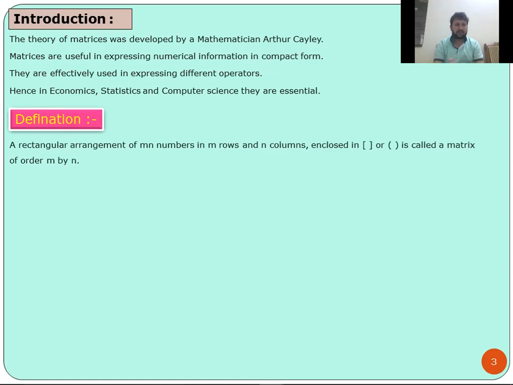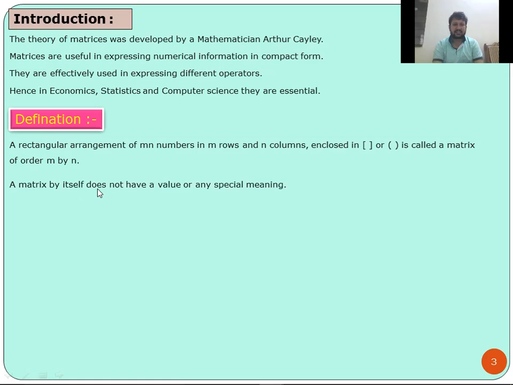Definition for matrices. Rectangular arrangement of m into n numbers in m rows and n columns enclosed in either square bracket or open brackets is called as matrix, and this matrix is of order m by n. Total elements m into n, they are arranged in m rows and n columns, and this arrangement of elements is enclosed by closed brackets or open brackets.